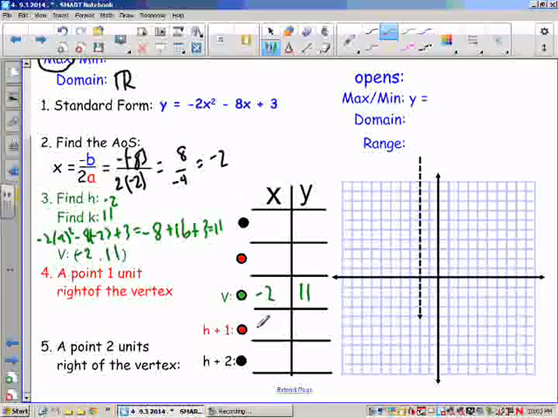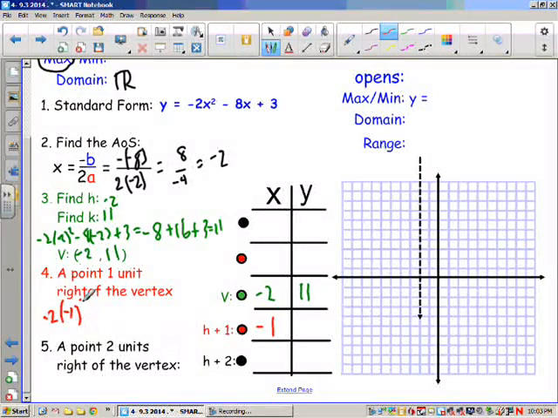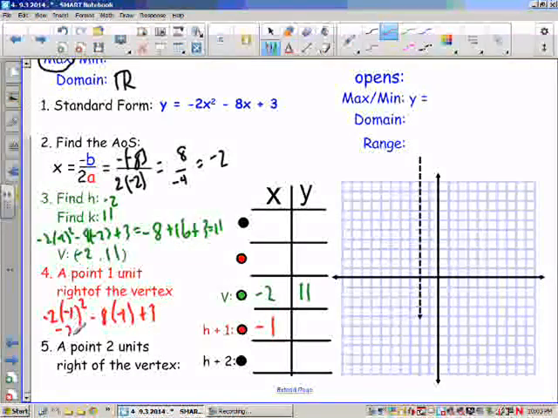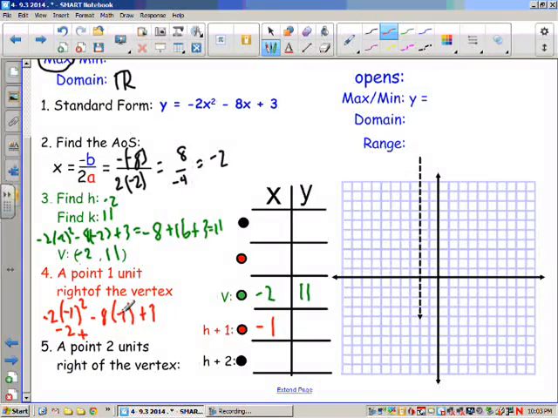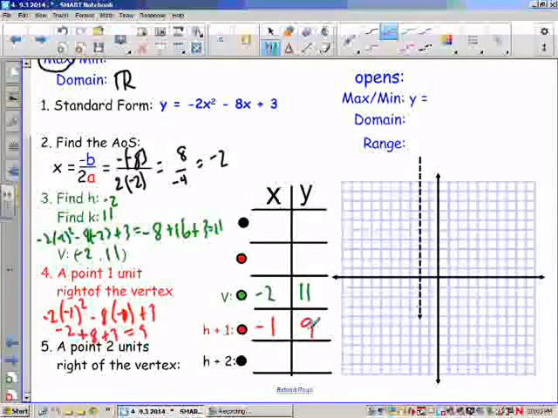Now we'll add 1 to negative 2, we get negative 1. Plugging in negative 1, we get negative 2 times negative 1 squared minus 8 times negative 1 plus 3. We get negative 2 plus, it's a negative 1, so plus 8 plus 3. 8 minus 2 is 6. 6 plus 3 is 9. So we get negative 1, 9.